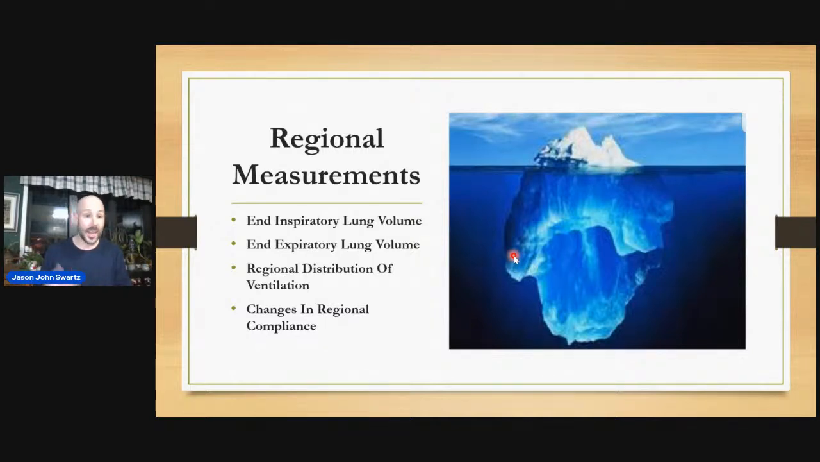Now, these measurements will be end expiratory lung impedance, but impedance and volumes, again, are the same, so they're easily translated from impedance values to tidal volume values. Regional distribution of ventilation and changes in regional compliance. Because it's able to measure not just distribution of ventilation but regional compliance, this technology is able to do optimal PEEP studies.